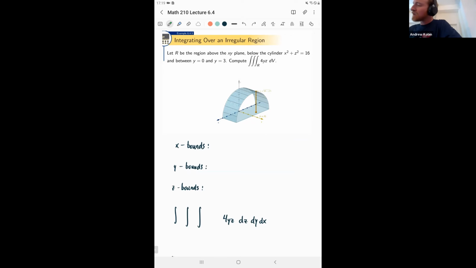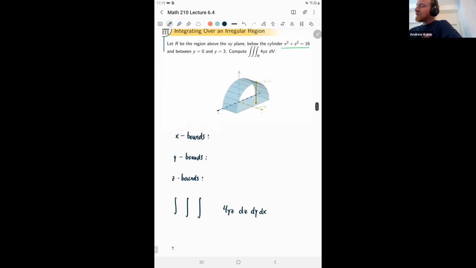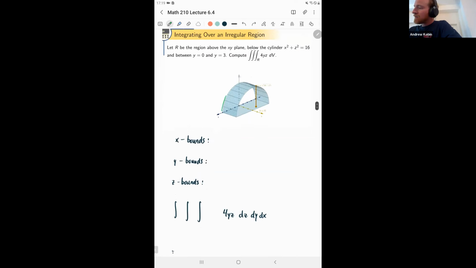So for the x bounds, let's look at the picture. What do the x bounds range over? Well, all I'm told is that x squared plus z squared is equal to 16. And you could think of this in the xz plane as the circle. I'm just going to draw the top half of it. It would extend down below as well. The circle in the xz plane centered at the origin. Here's the origin in the xz plane, and with radius 4.